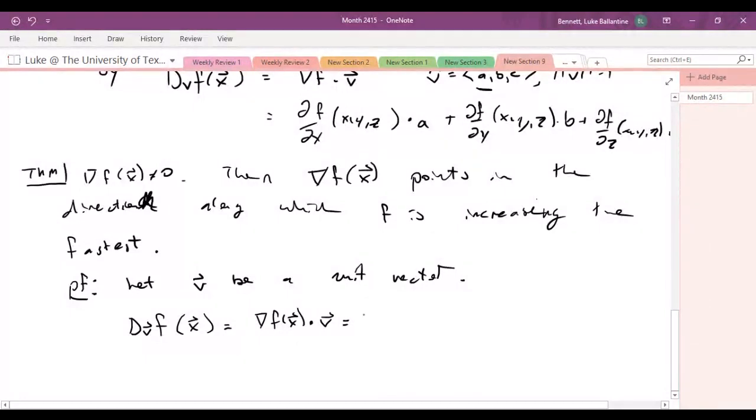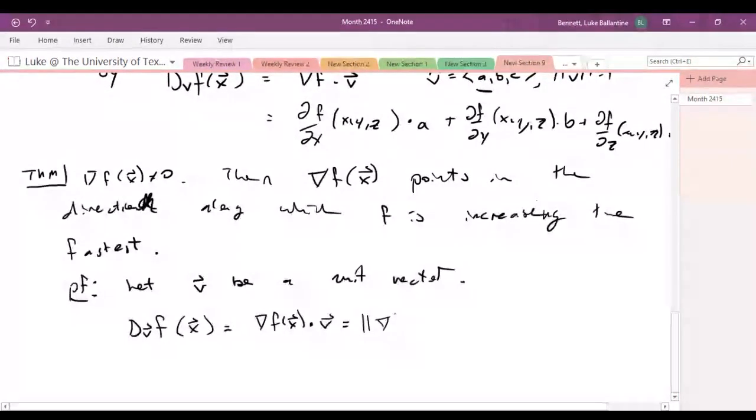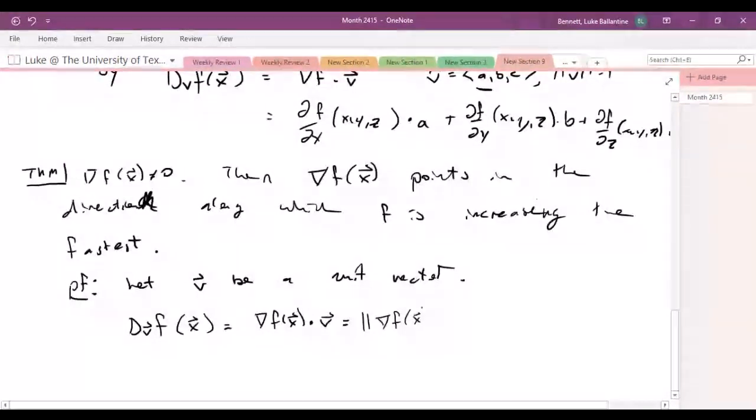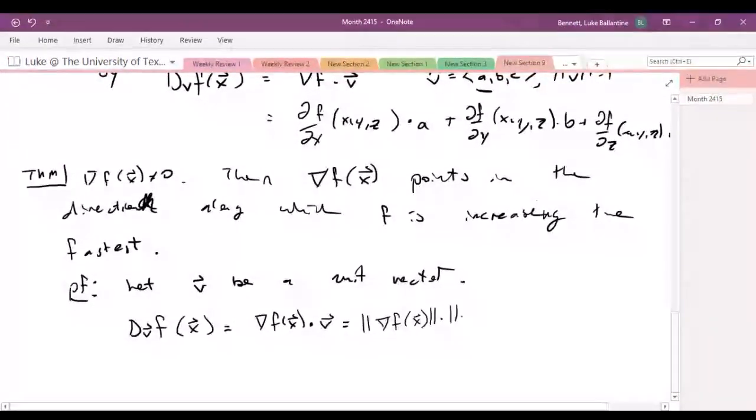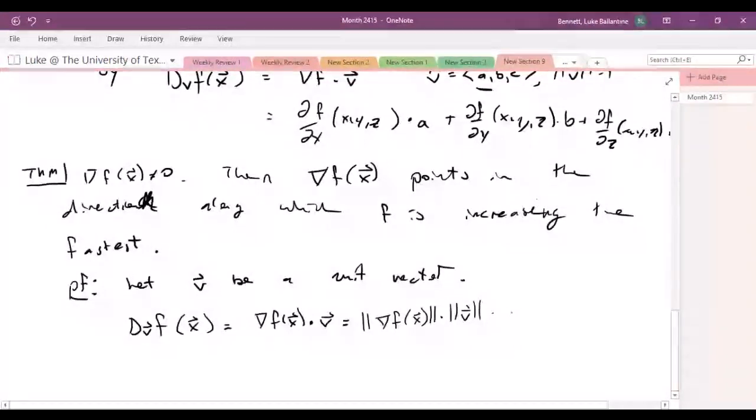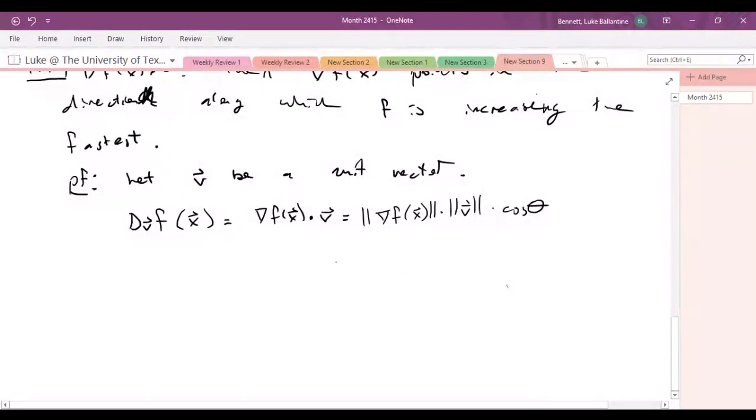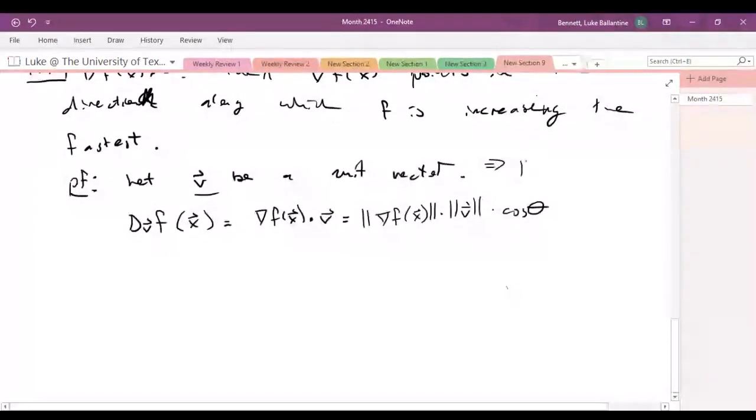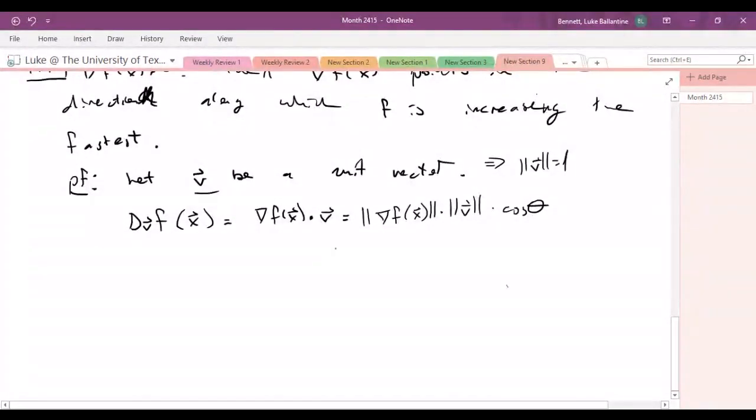That is the magnitude of the gradient of f times the magnitude of v times the cosine of the angle between them. That's just the definition of a dot product. But remember, v is a unit vector, so the magnitude of v is equal to 1. So this is equal to the magnitude of the gradient of f at x times 1 times cosine theta.